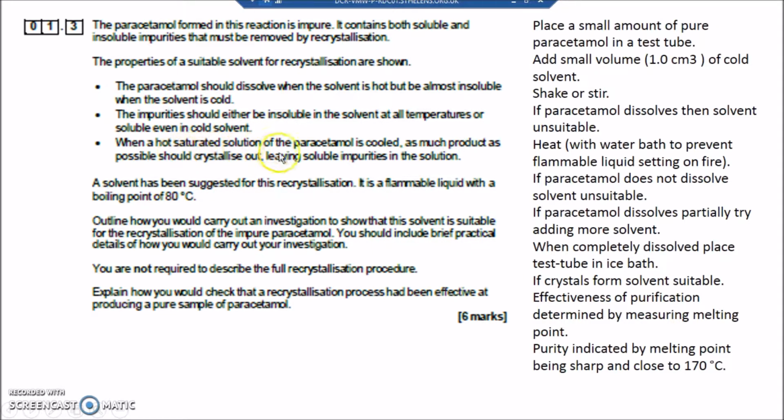We're hoping that as much product as possible should crystallize out. So we're hoping that the paracetamol crystallizes out when we cool it down in an ice bath, and if it does, then it's probably a suitable solvent.